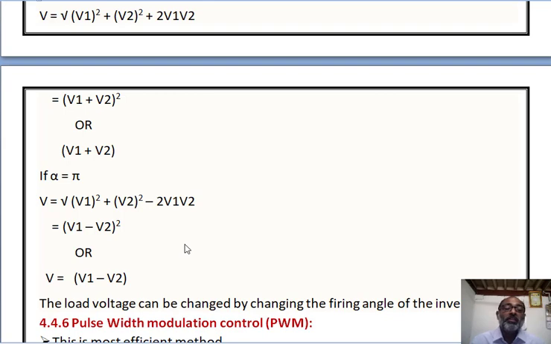So if we change the firing angle of the inverter, it will change the load voltage. That means the load voltage can be changed by changing the firing angle of the inverter.